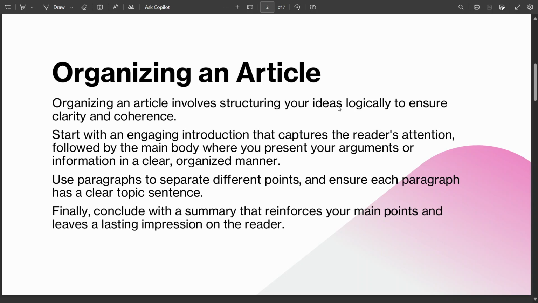Start with an engaging introduction that captures the reader's attention. Write something that can get people's attention and not let them continue to another article. Keep them in your article. Followed by the main body, where you present your arguments or information in a clear and organized manner. So use paragraphs as well to separate different points and ensure each paragraph has a clear topic sentence.